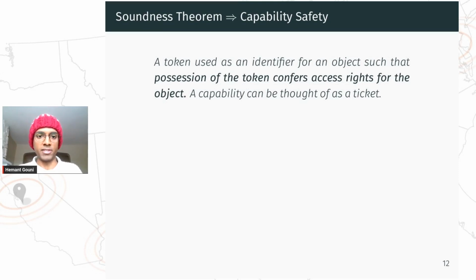So Linden in 1976 defined a capability as a token used as an identifier for an object such that possession of the token confers access rights for the object. You can think of it as a kind of ticket. So the fundamental safety property for a capability is this idea of unforgeability, right? You must not be able to obtain a capability in a dishonest way. The only way to obtain a capability must be really honestly computing one without any tricks.